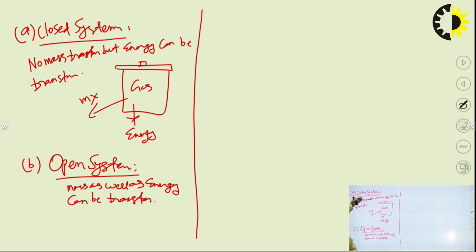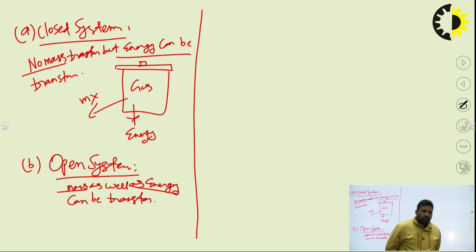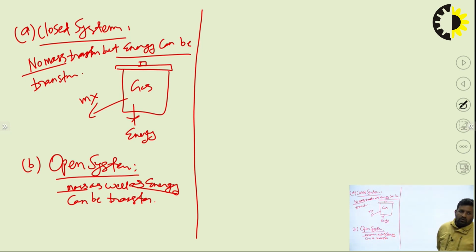So in closed system and open system, basically the difference is only the transfer of mass. In open system mass can be transferred, but in closed system mass cannot be transferred. Energy can be transferred in both the systems. The only difference is due to mass transfer.